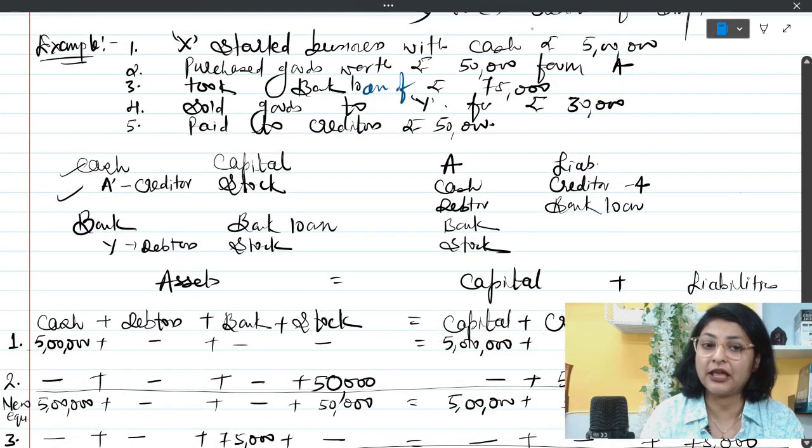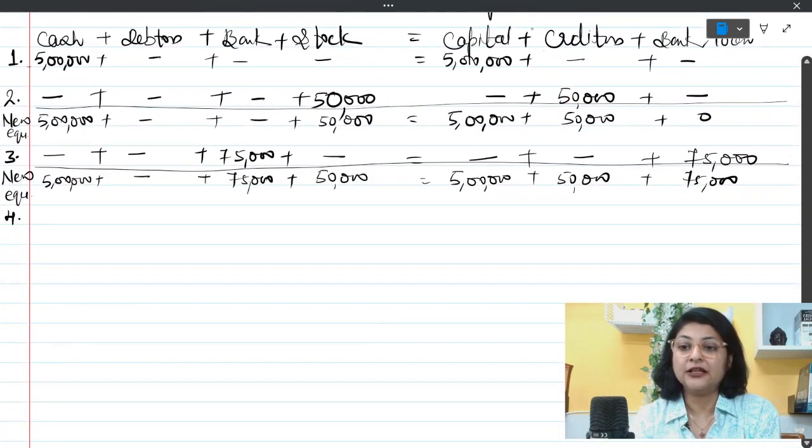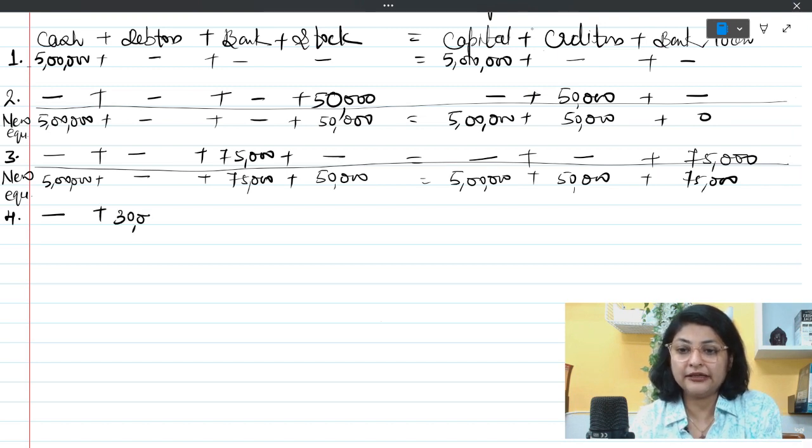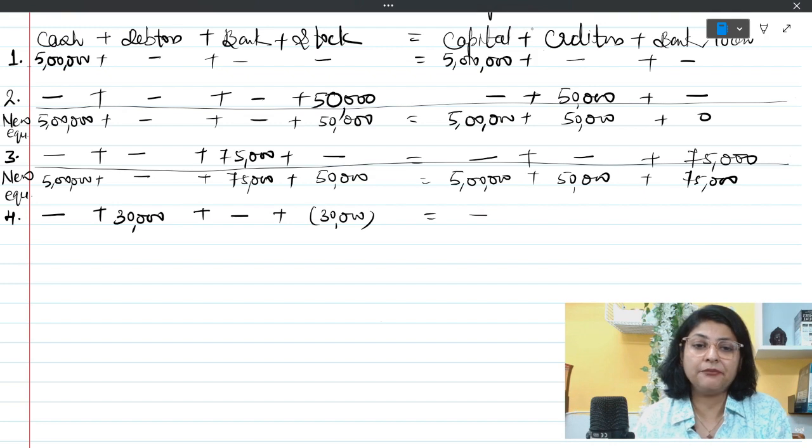Sold goods to Y for rupees 30,000, means we are making a debtor, credit sales, debtor. So sold goods, nothing is happening to cash. Yes, in debtors we are adding 30,000 now. Bank, nothing is happening, but we have to minus 30,000 from the inventory. Okay, it will not have any impact on the liability and capital.